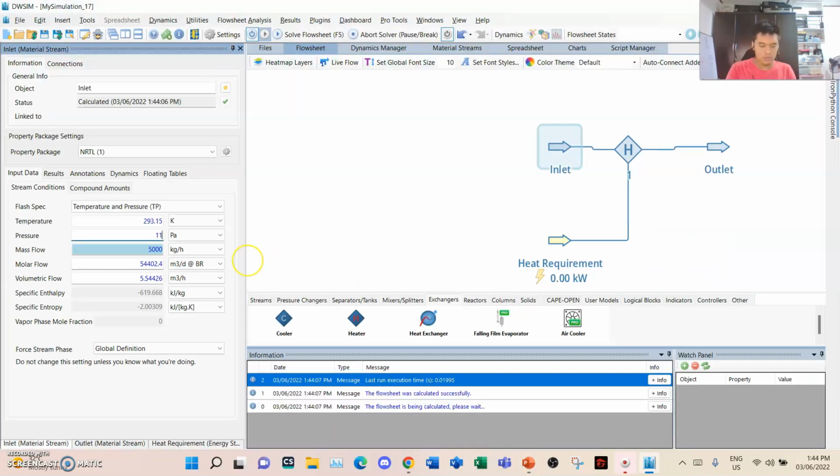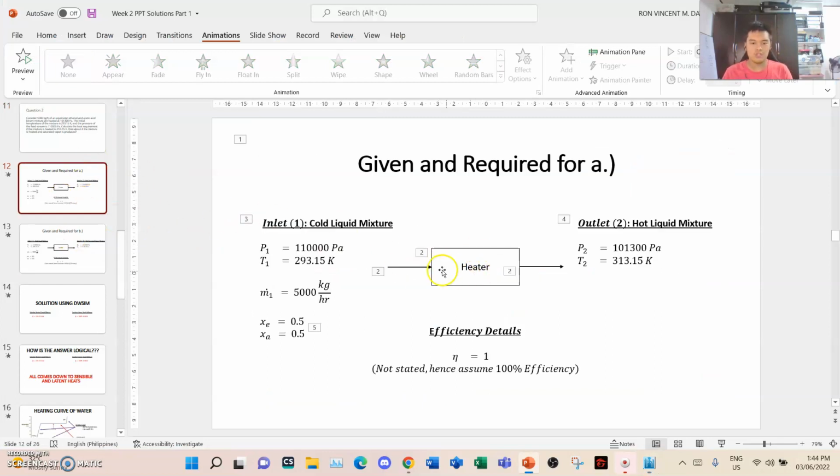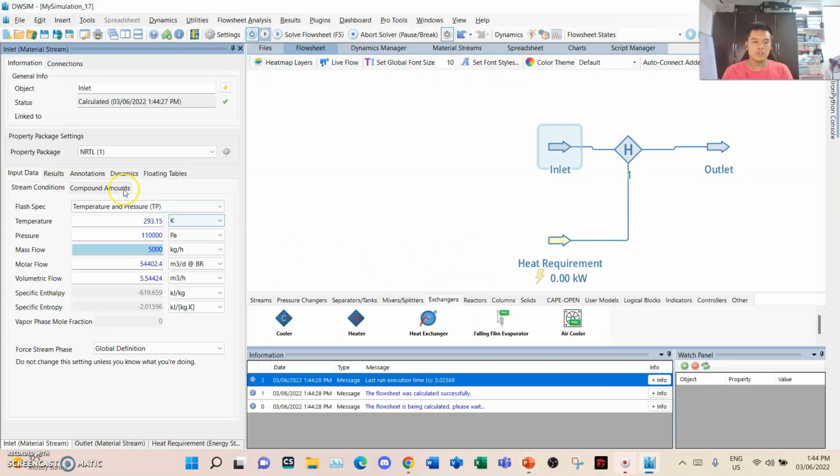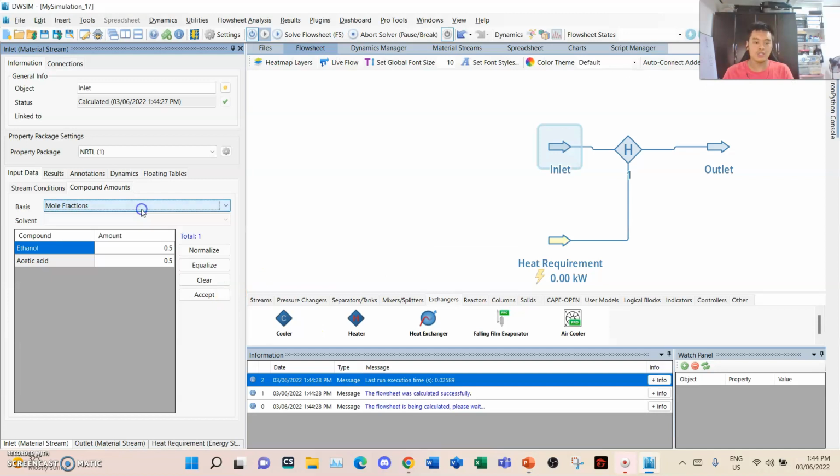So 110,000 pascals. Let's go back here to the diagram. It's easier to identify. Then the compound amounts must be equimolar. So ethanol must be 0.5 and acetic acid 0.5. Double check if this is mole fraction. Equimolar, mole fraction, half-half. Alright, set.